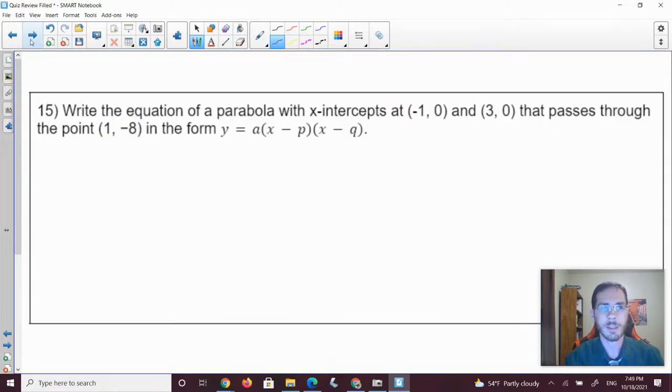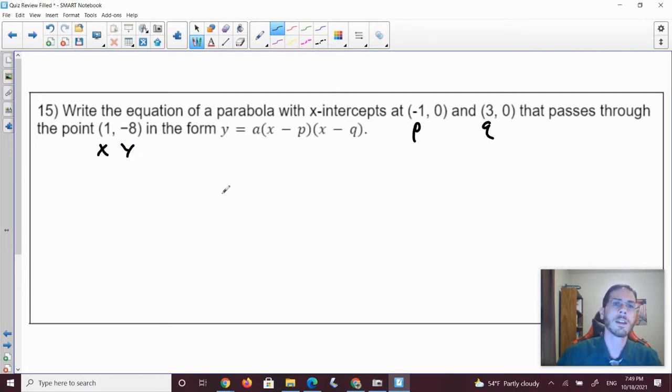For 15, and this is the last one, right? Yeah, okay, cool. Write the equation of a parabola with x-intercepts (-1, 0) and (3, 0) that passes through the point (1, -8) in the form y equals a times the quantity (x minus p) times (x minus q). So remember, p and q here are the two x-intercepts. So I can go ahead and label those as p and q because they're the two x-intercepts. We have our point over here.